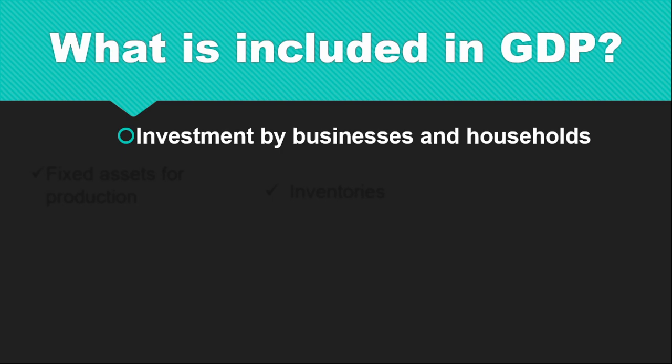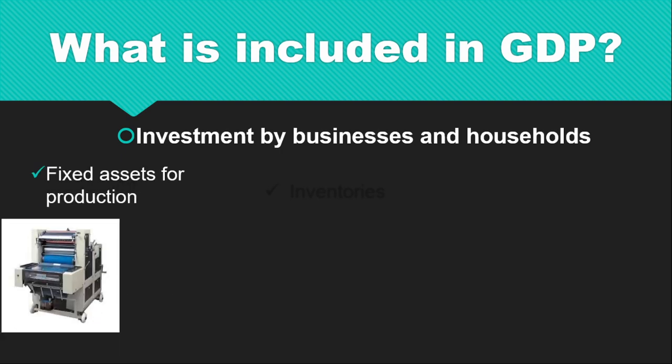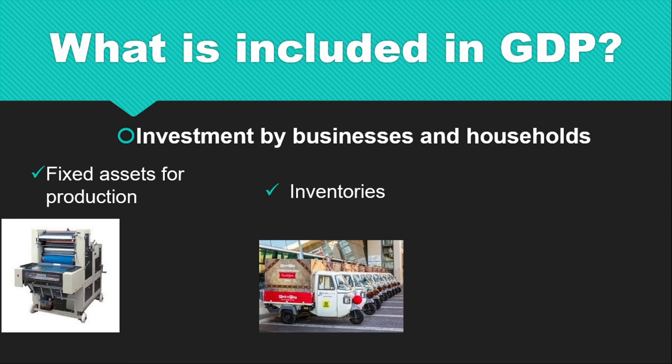Right. The next one is investments by businesses and households. We're talking of fixed assets for production. So when businesses or companies purchase machines, vehicles, and so on. For example, when Triumphant College purchased a bus, that's investment and is part of GDP.